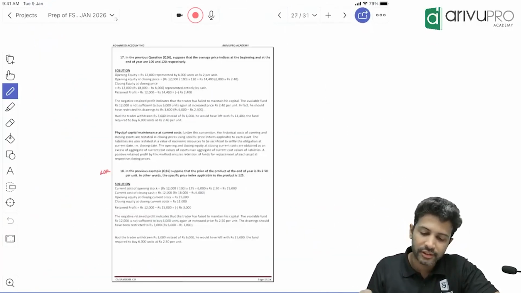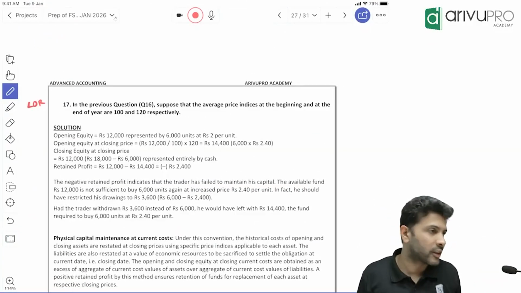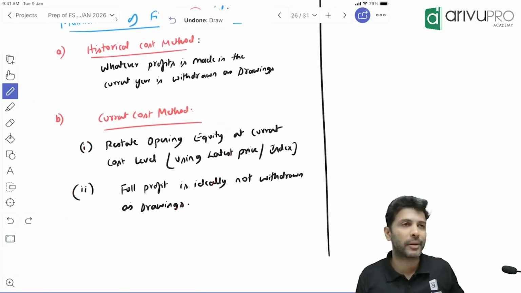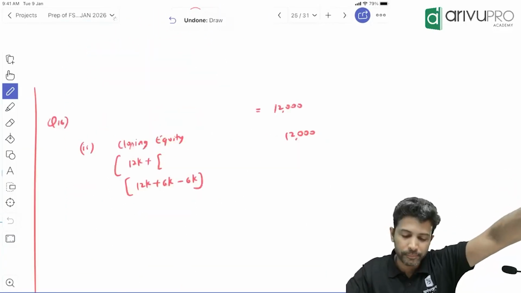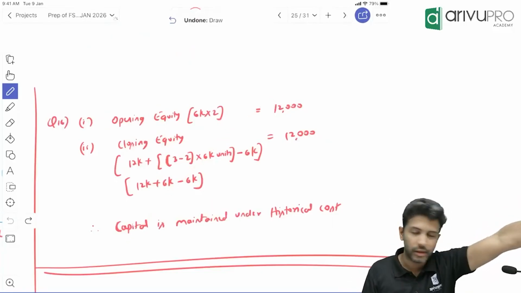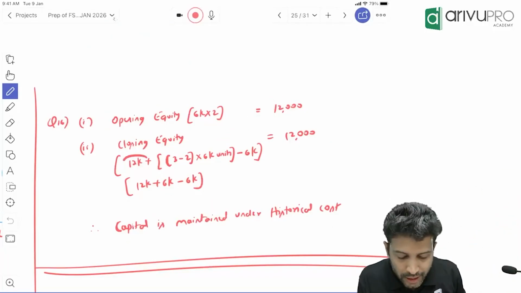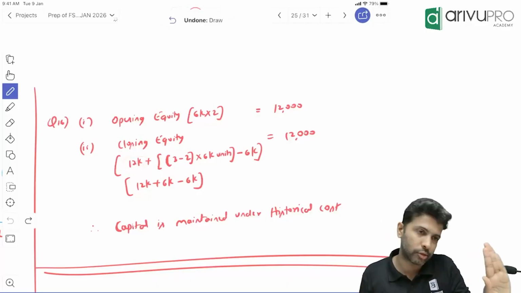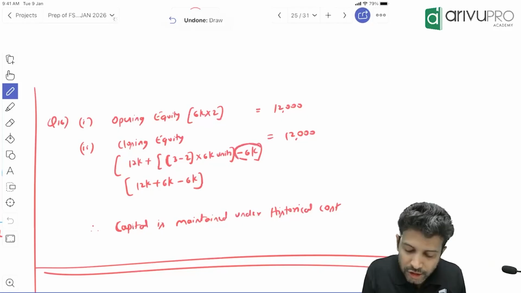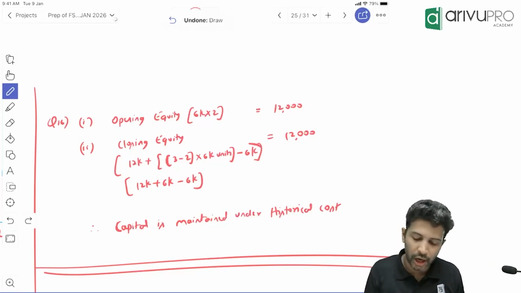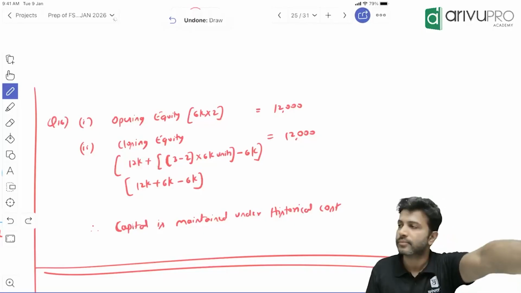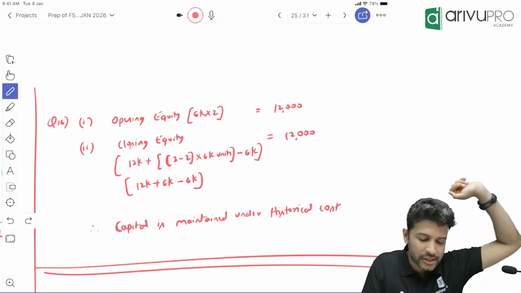Now what is this? Now this is not historical cost. This is maintaining capital under current cost method. Now people, everybody check the screen for a minute. Historical cost is quite stupid. Why? Check. How much money you had at year beginning? 12,000. How much profit you made? 6,000. If you withdraw the entire 6,000, how much money will you have at the end of the year? 12,000. Correct?